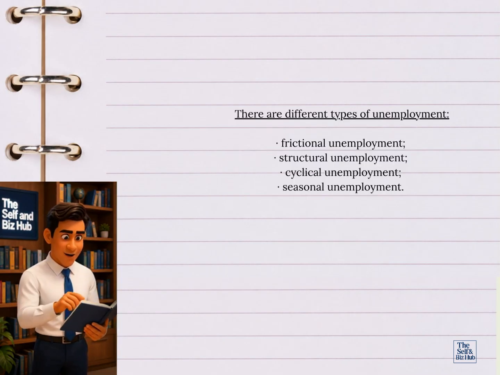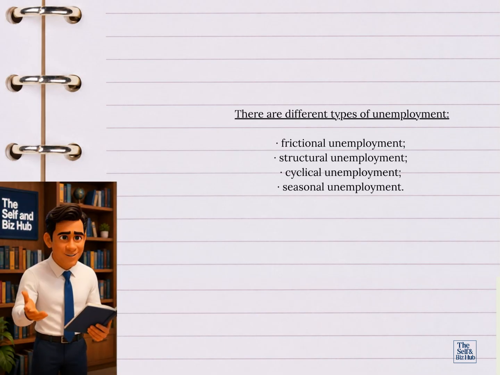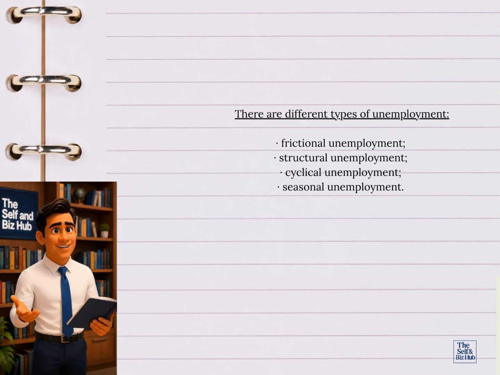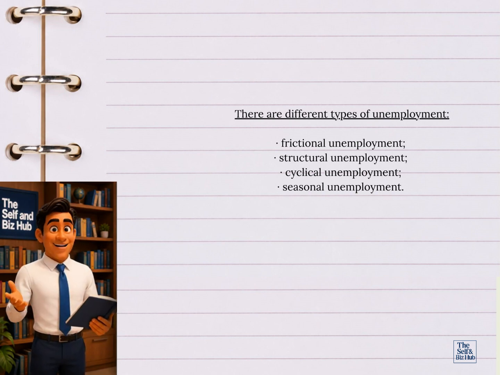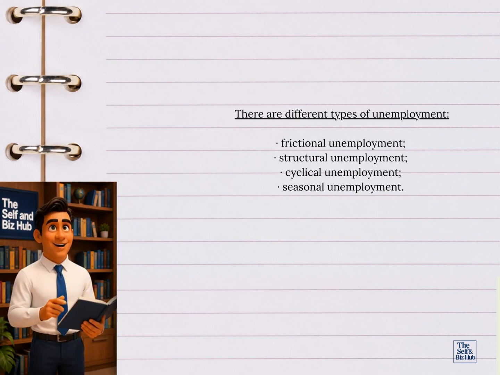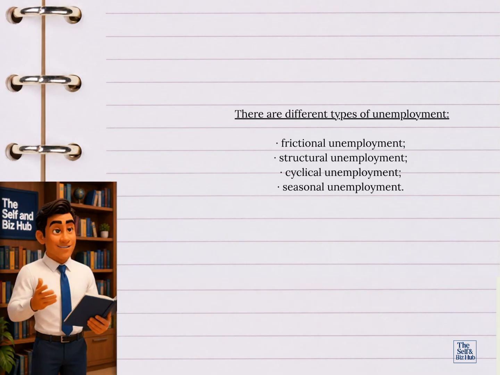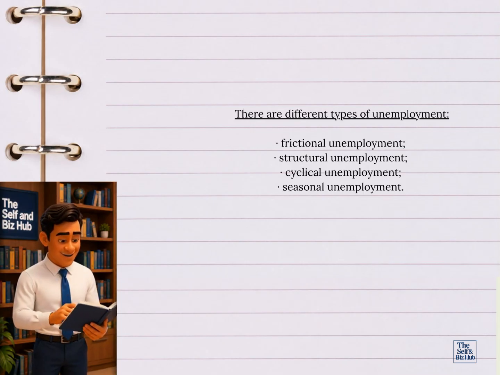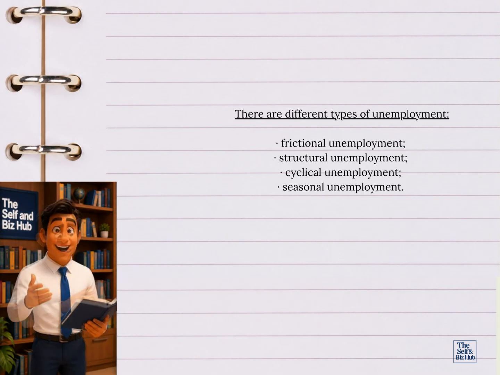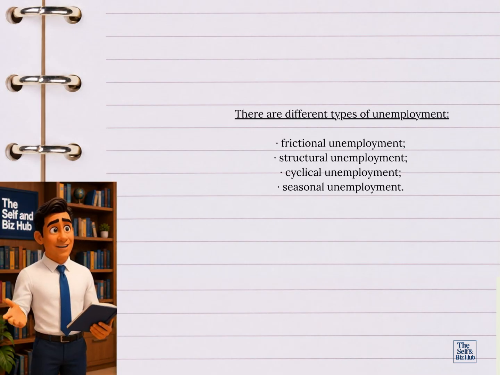There are different types of unemployment: frictional unemployment, structural unemployment, cyclical unemployment, seasonal unemployment. For example, during a recession, companies lay off workers. This is cyclical unemployment. But when technology replaces certain professions, that is structural unemployment.